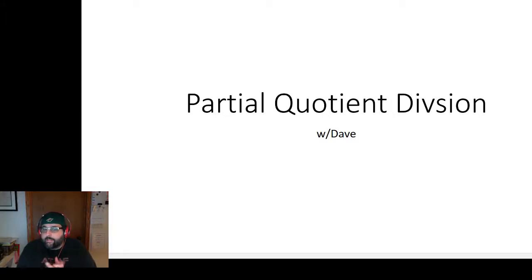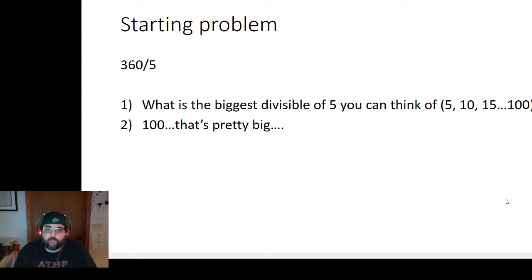Alright, this lesson is called Partial Quotient Division with Dave. Okay, so here's the problem. We started out with this problem. We have to divide 360 by 5, but we don't know how to do that.